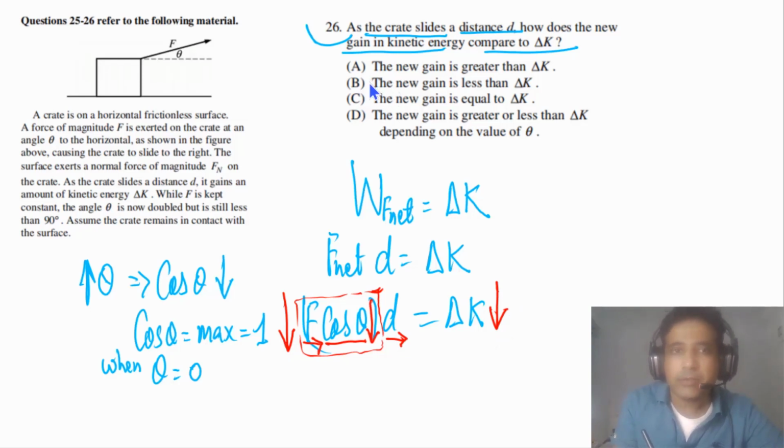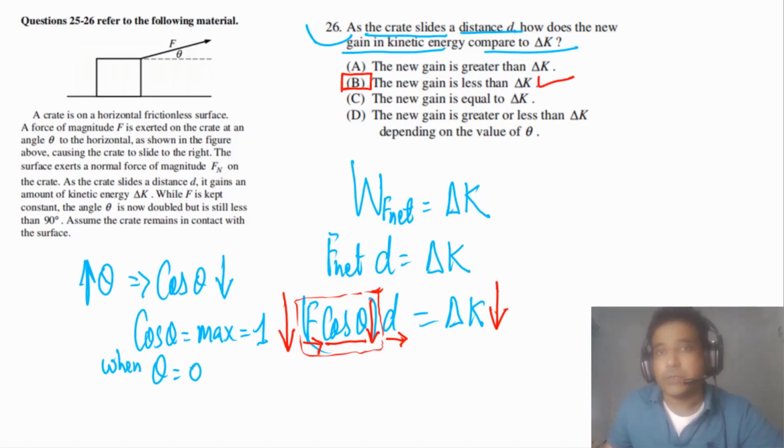So the answer for this question also has to be B. The new gain is less than delta K. So the answer for this question is B.